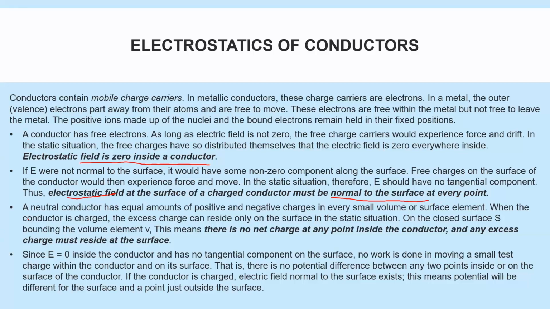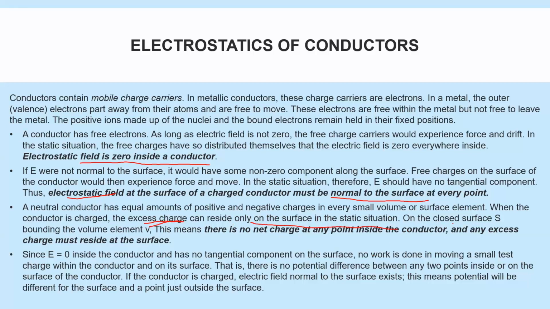So electrostatic field is zero inside a conductor, and it must be normal to the surface at every point. Then if we are considering a neutral conductor, there will be equal amounts of positive and negative charges in every small volume or surface element. We consider the entire volume or surface to be made up of small elements, and for a neutral conductor all these small elements, either volume or surface, will have equal amounts of positive and negative charges in them. When the conductor is charged, the excess charge will reside only on the surface in static situations.